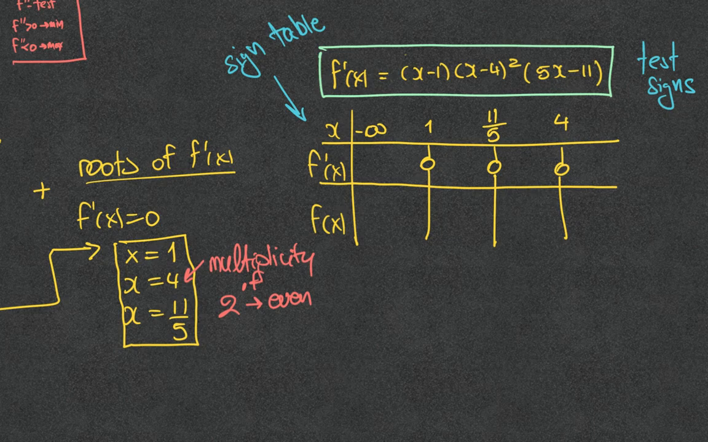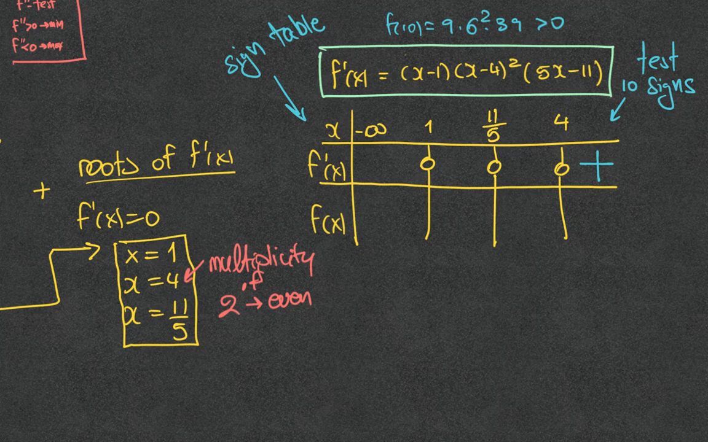And the idea is for me to test what happens for values x bigger than 4. Use a convenient value that's bigger than 4 and calculate, let's just say 10. And then f of 10 would become 10 minus 1, that's going to become 9. 10 minus 4, that's 6 squared. Let's put it here. And then 50 minus 11, that should give you a 39, which is positive. So I know that my function is positive here.